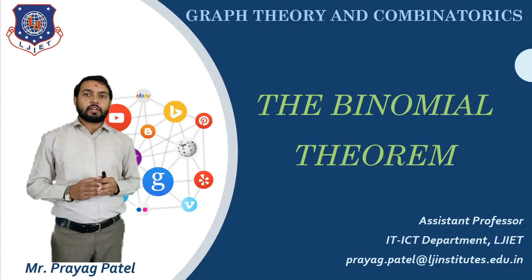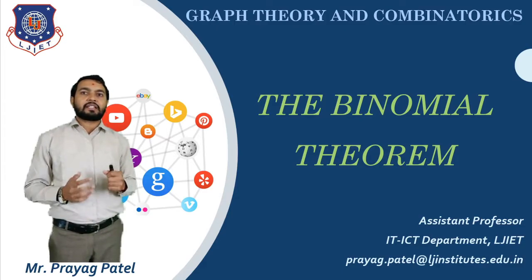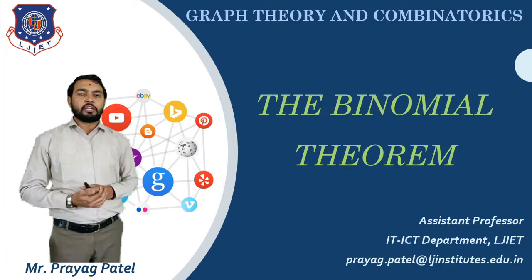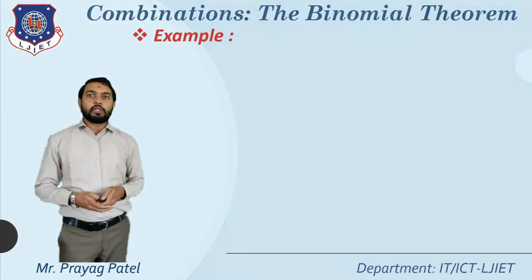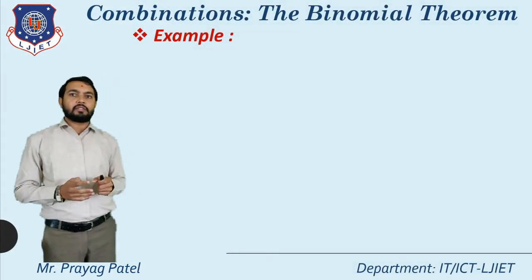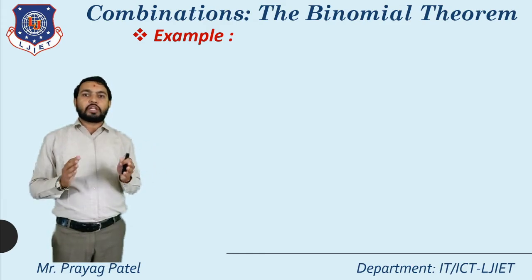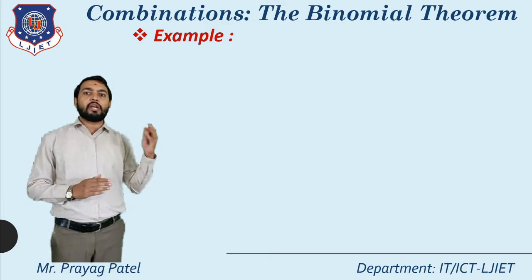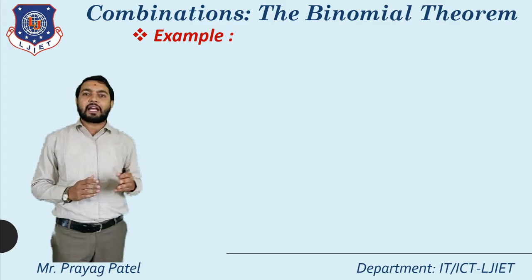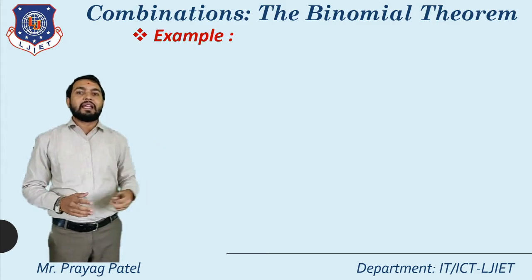Now in today's video lecture, I will discuss the next topic of combinations. It is called the binomial theorem. We already know what a combination is. Combination means we have a total of n elements, and from the available n elements, we have to select r elements. How many combinations are possible for selecting r elements from the available n elements?